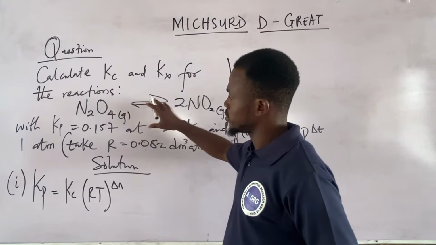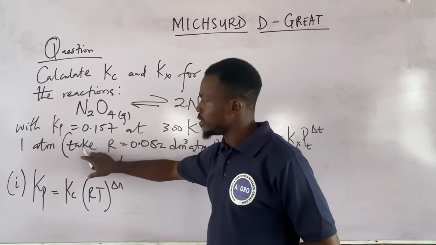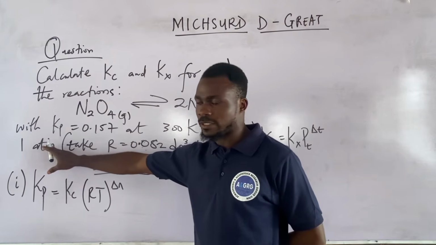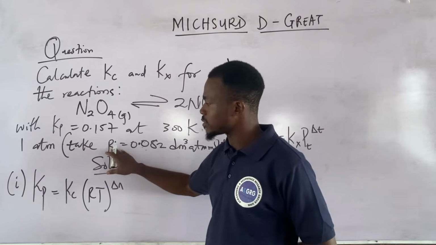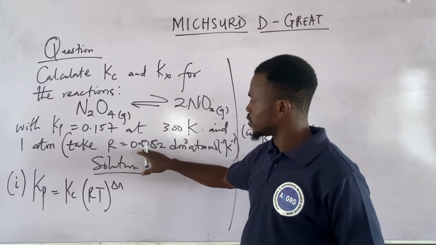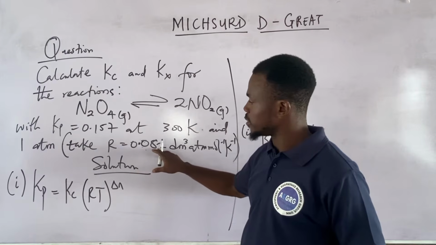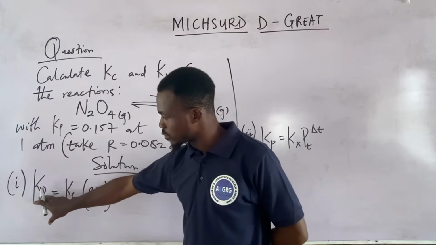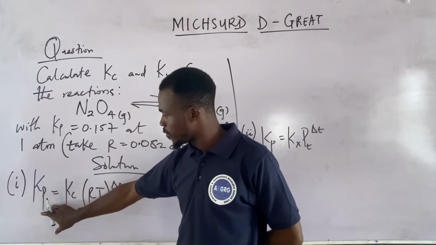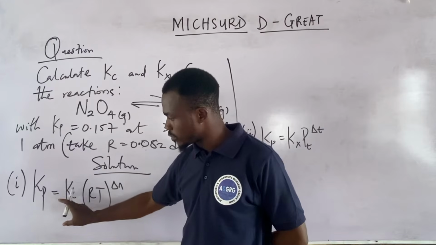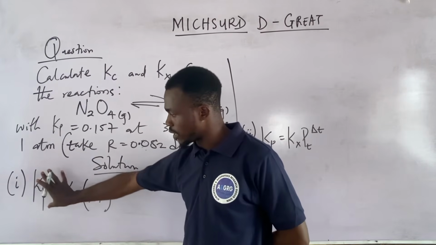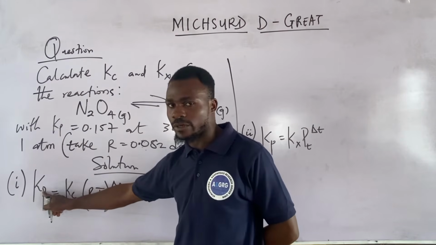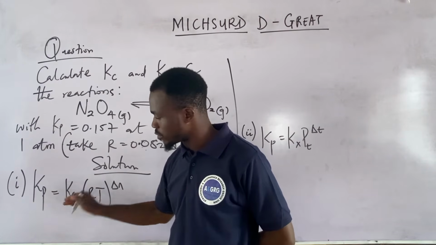So in this reaction we are going to find this, and we have the other parameters like the temperature and the total pressure of the system, and also we are given the gas constant as 0.082 dm³ atm per mole per Kelvin. So firstly, we want to solve the equilibrium constant for the normal concentration. So we are going to make Kc the subject of the formula. So this is the formula that relates both the equilibrium constant at partial pressure and that at a normal concentration.